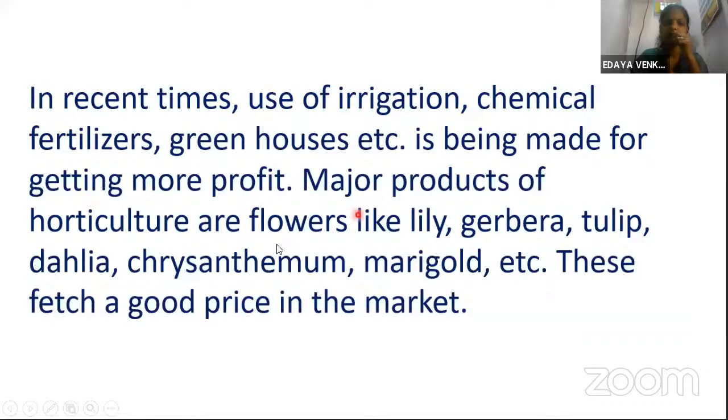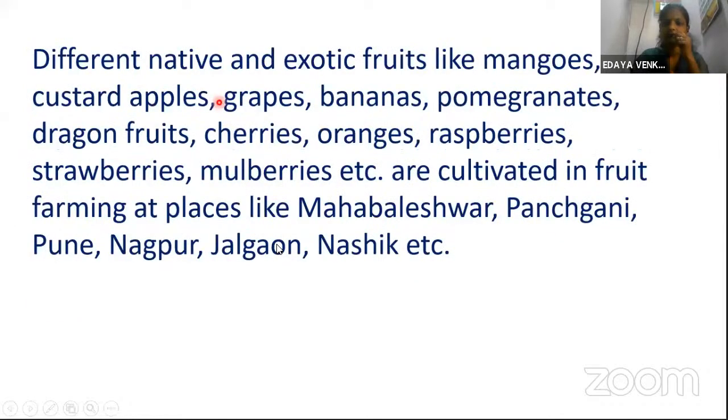Major products of horticulture are flowers like lily, gerbera, tulip, dahlia, chrysanthemum, marigold, etc. These fetch a good price in the market. Different native and exotic fruits like mangoes, custard apple, grapes, bananas, pomegranate, dragon fruits, cherries, oranges, raspberries, strawberries, mulberries, etc. are cultivated in fruit farming at places like Mahabaleshwar, Panchgani, Pune, Nagpur, Jalgaon, Nasik, etc.